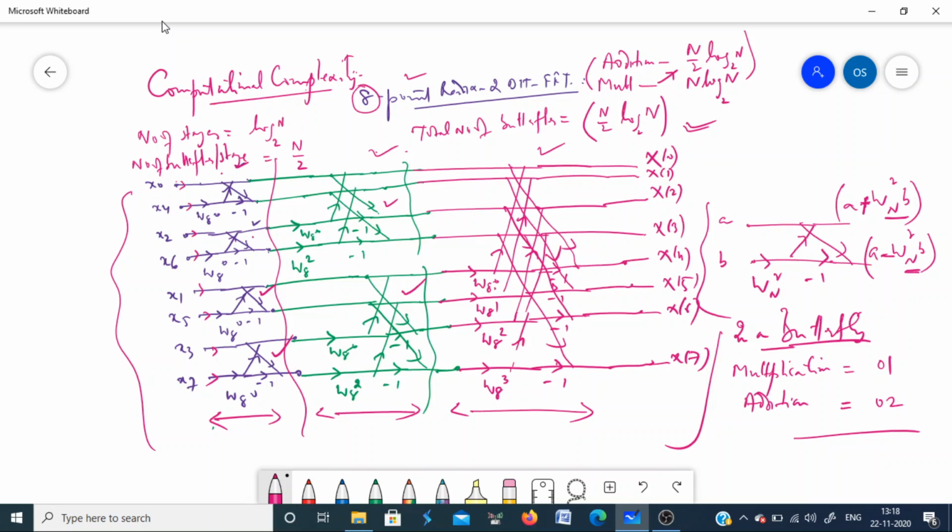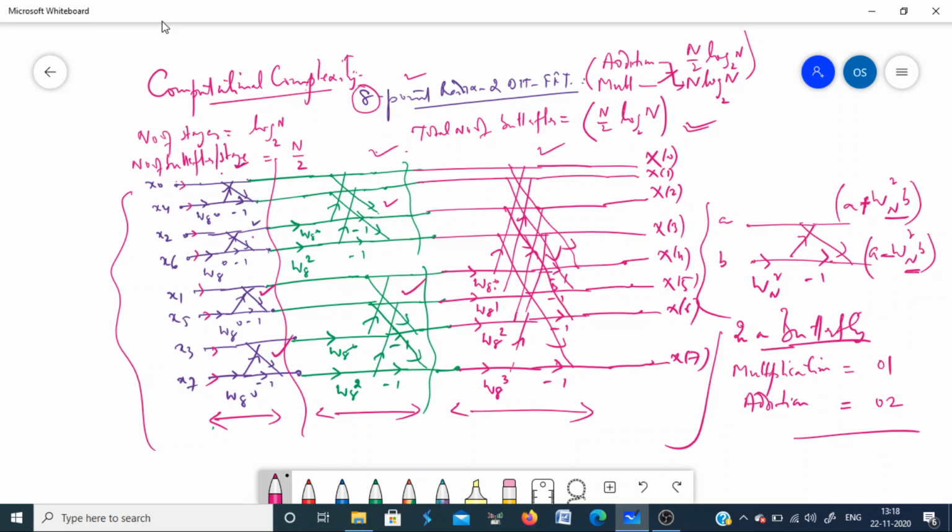This is the number of additions. So this is the computational complexity of the radix 2 FFT algorithm. If you compare it with the direct computation, in the direct computation how many multiplications do you have? N square multiplications. In this case you have only n log n multiplications.